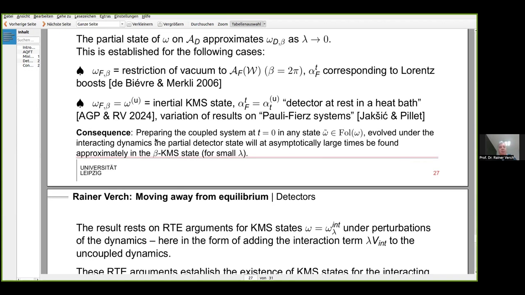So what does this mean operationally? It means preparing the coupled system at t equals 0 in any state in the folium of this particular state omega, which is the KMS state for the coupled dynamics, evolved under the interacting dynamics. The partial detector state will asymptotically at large times be found approximately in its internal dynamics beta KMS state for small coupling parameters.